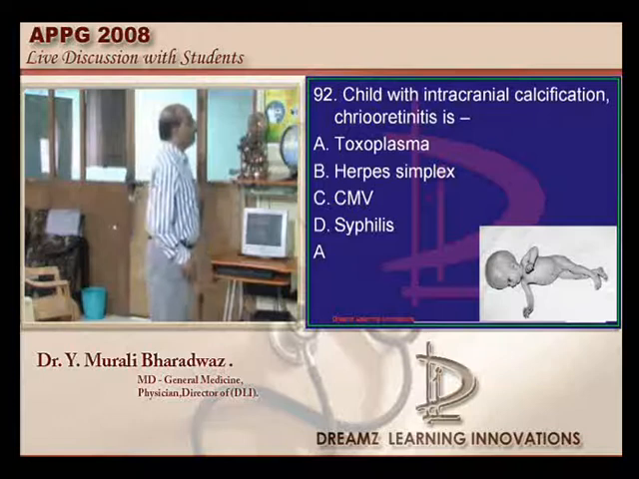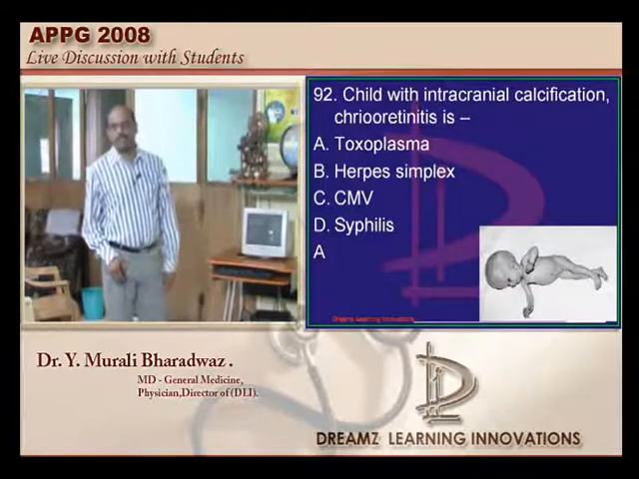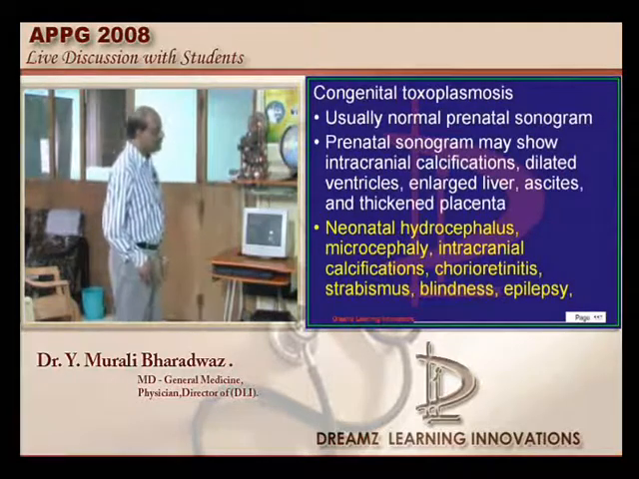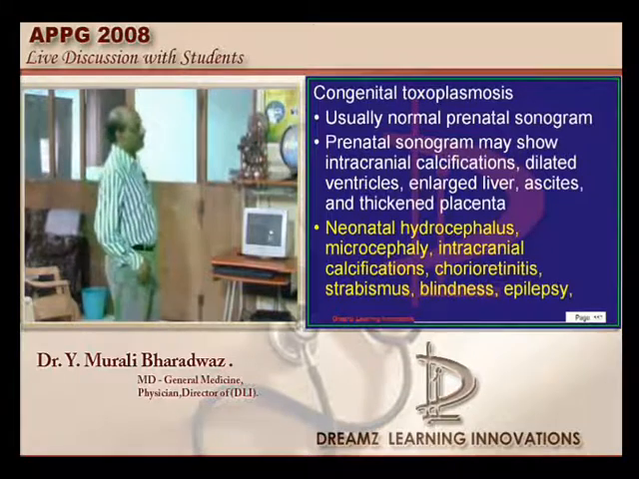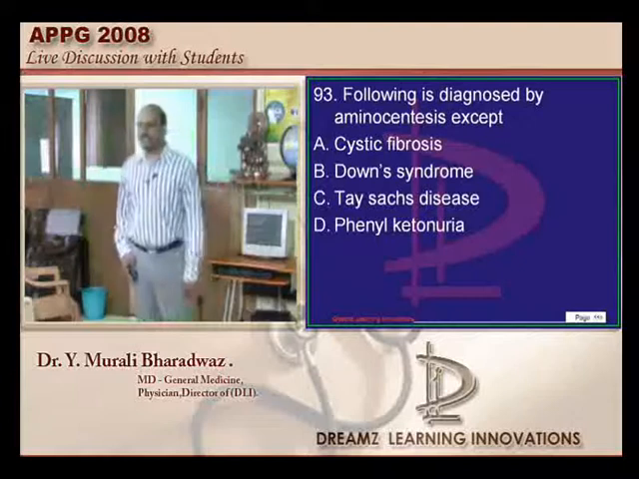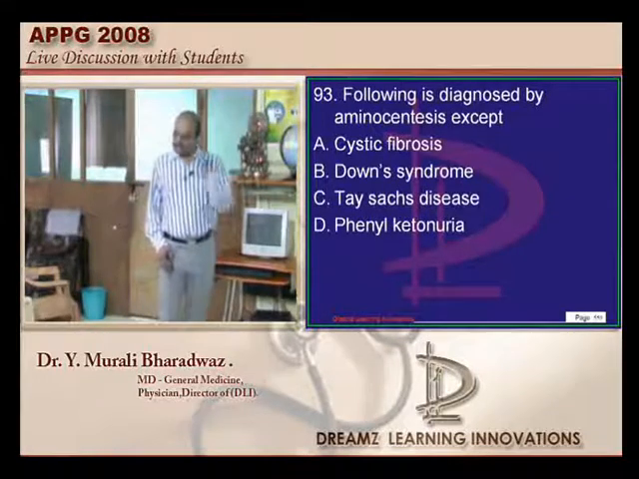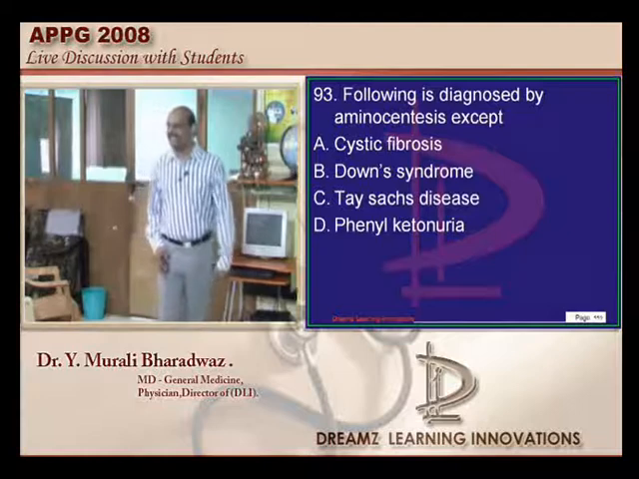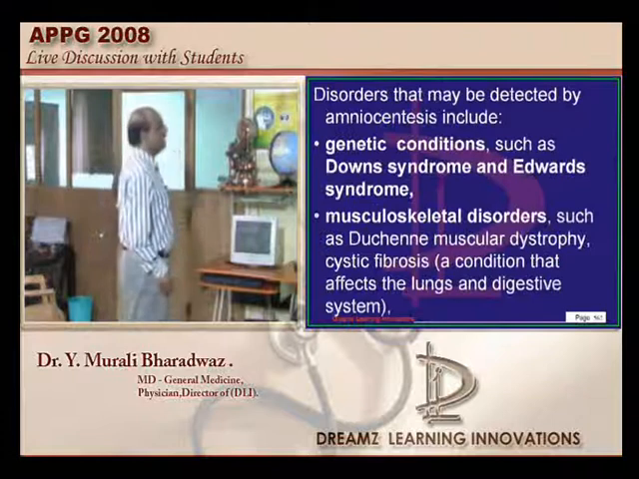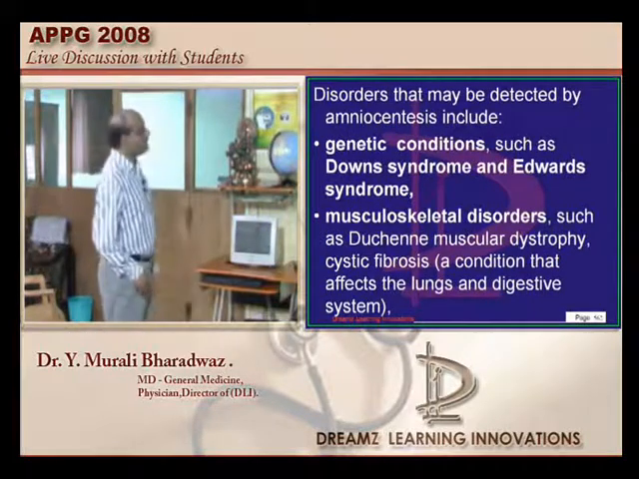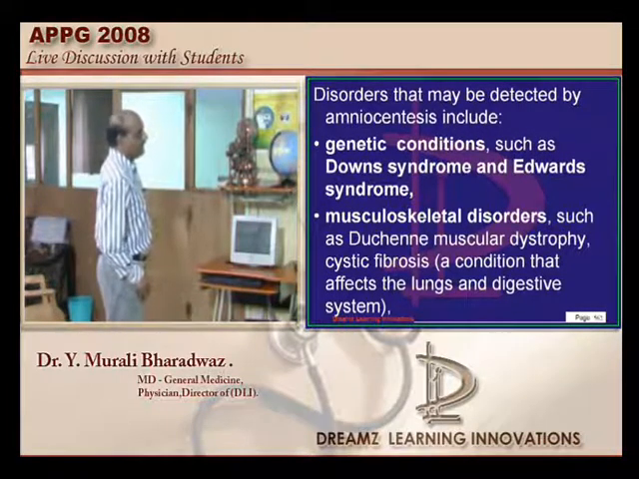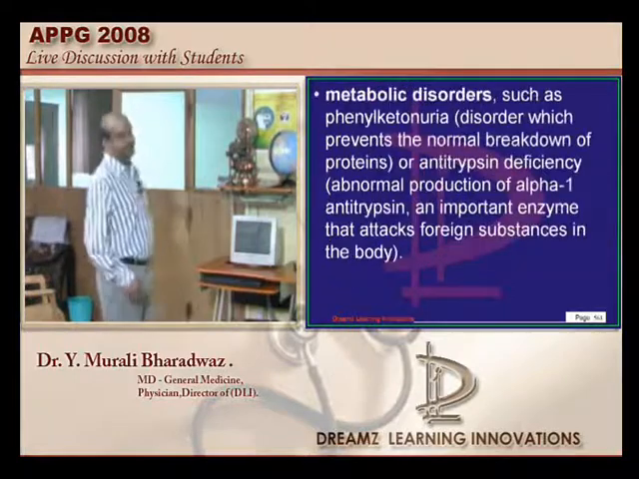Now what are the important features in the case of congenital toxoplasmosis, doctor? It is neonatal hydrocephalus, microcephaly, strabismus, mental retardation, etc., which needs to be remembered. Now once more, amniocentesis can diagnose all the four options given. I don't have a specific reason to deny or accept anything. Basically you can diagnose genetic conditions like Edward and Down, musculoskeletal like Duchenne's muscular dystrophy and cystic fibrosis, metabolic disorders like alpha-1 antitrypsin, phenylketonuria, etc.